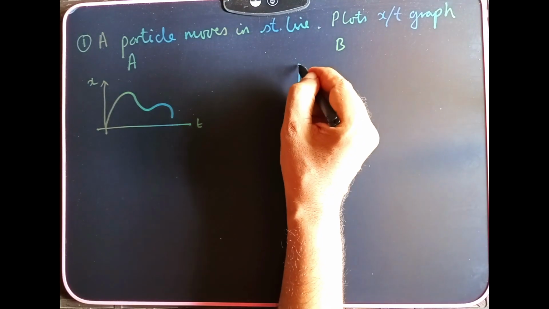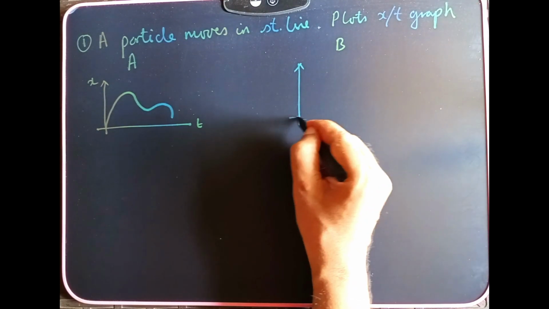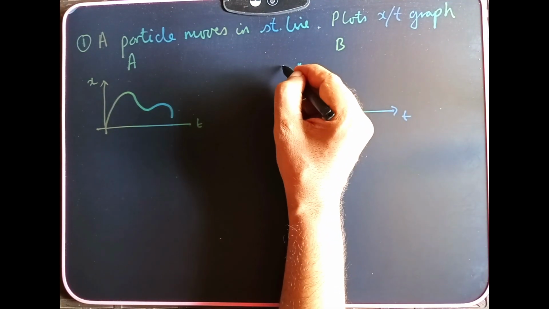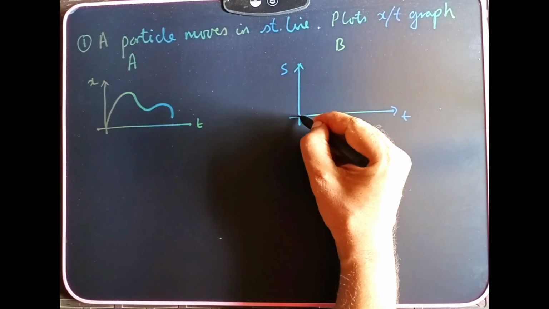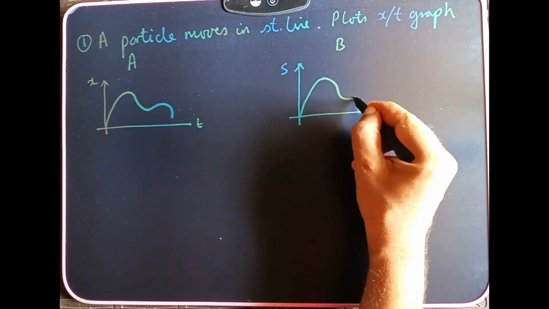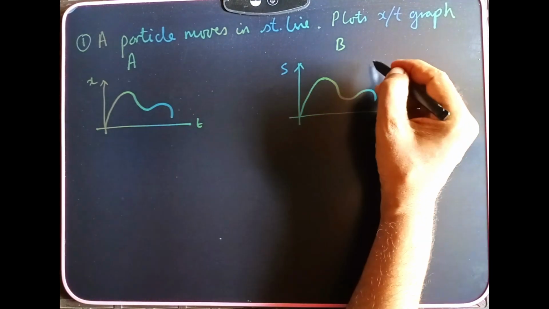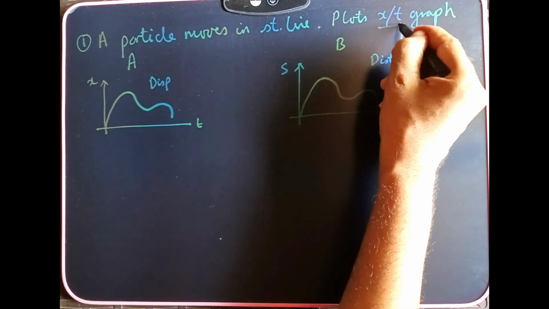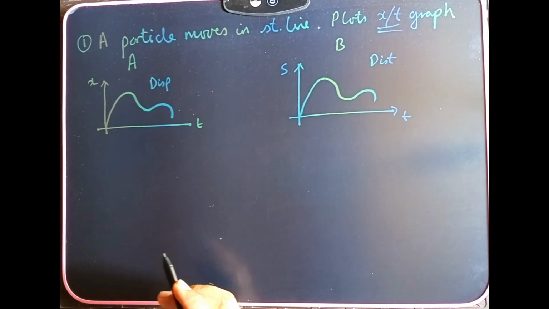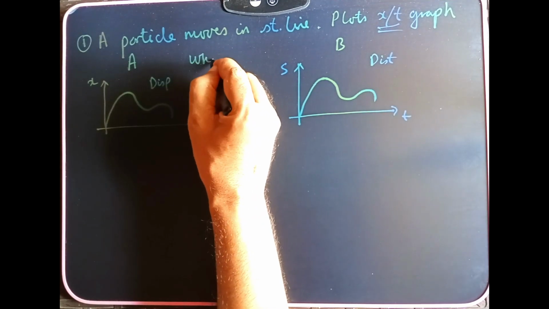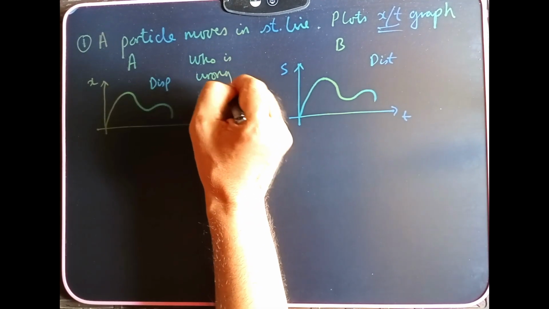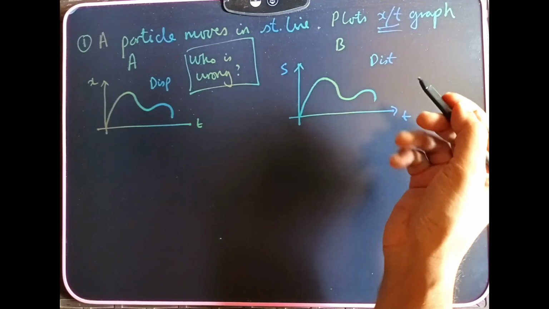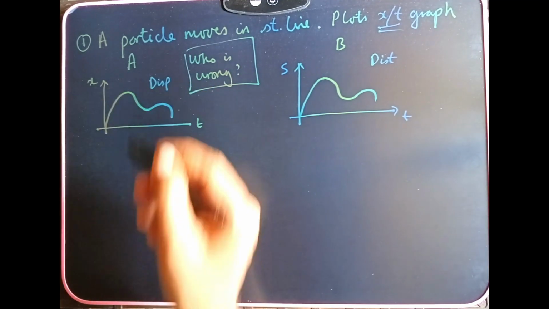Another student, B, plots the graph displacement time, but he puts it as distance time. He calls it distance, and he calls it displacement. We needed a displacement time graph. So we need to know who is wrong. So obviously B is wrong. It is clearly given that it is a distance graph and it is a displacement graph.